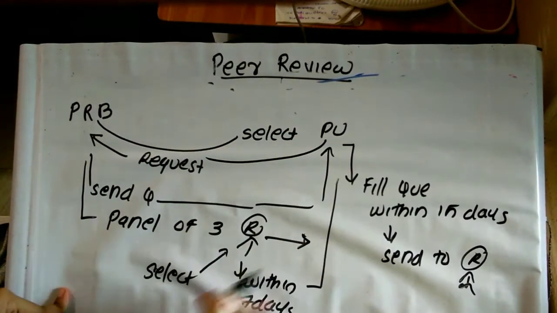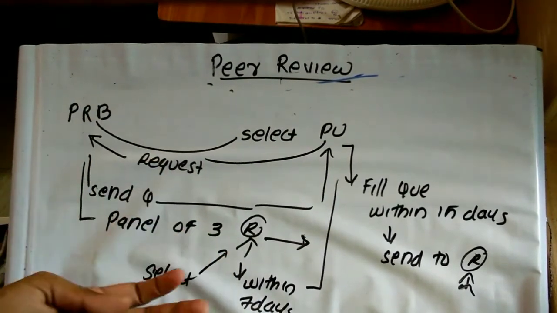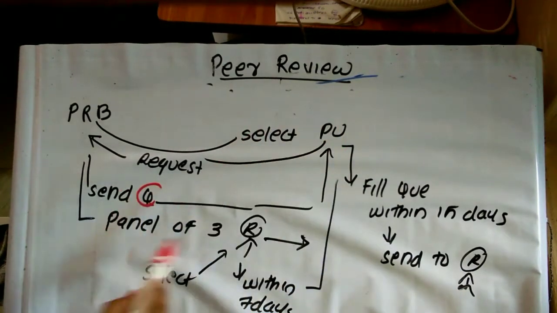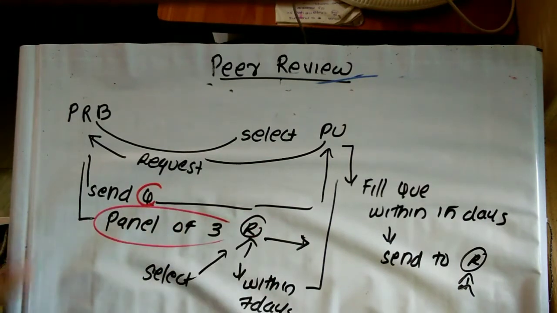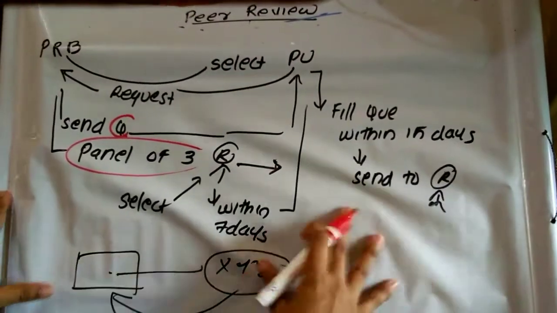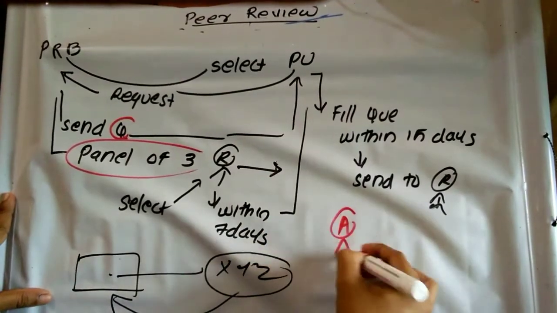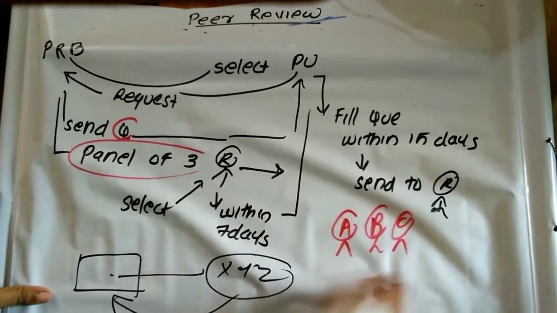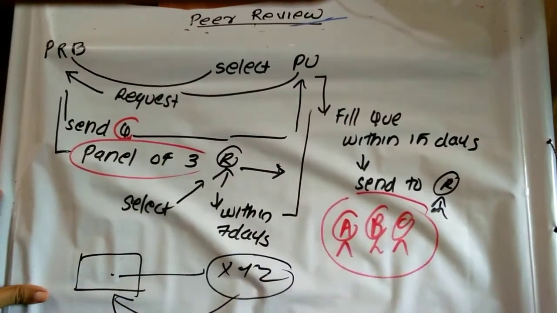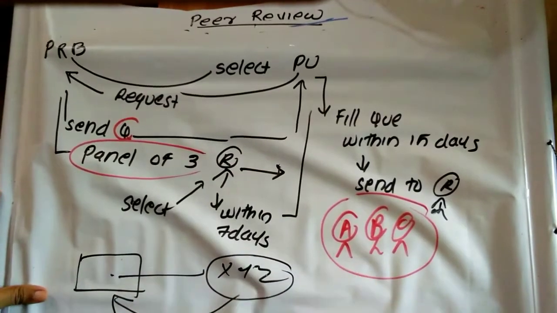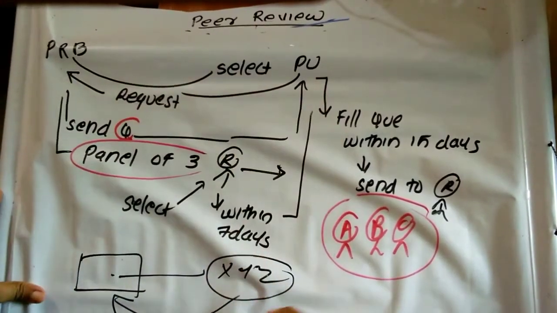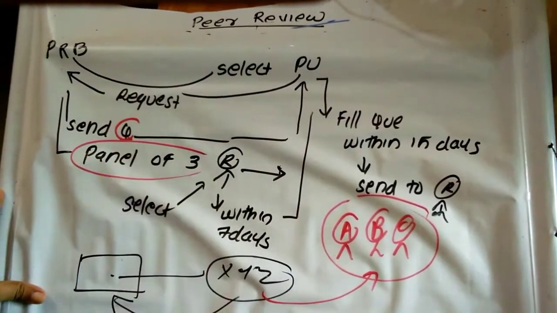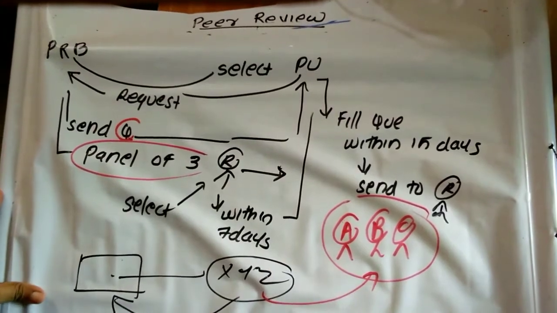After notifying the practicing unit, the peer review board shall send a questionnaire to the practicing unit along with a panel of 3 reviewers. That is, the peer review board will tell practicing unit, hello, we have a panel of A, B, C. These 3 are reviewers. You can select one of them as your reviewer. So XYZ firm shall select any one of them as the reviewer, and the peer review board will ask, do you want a fresh panel or not?